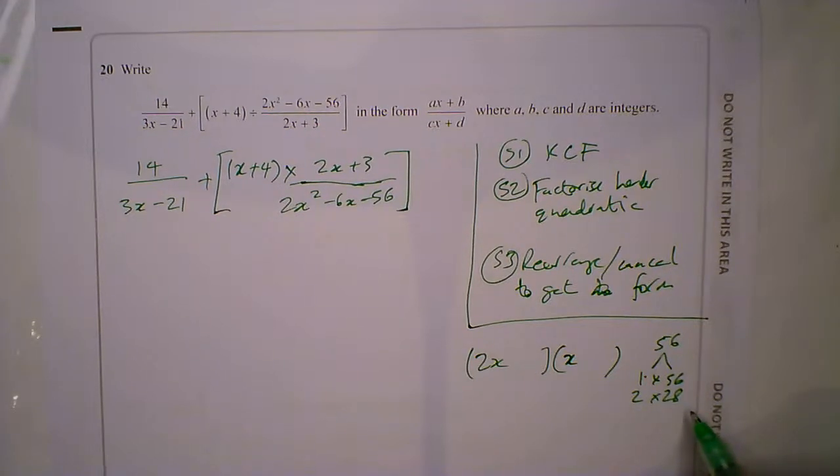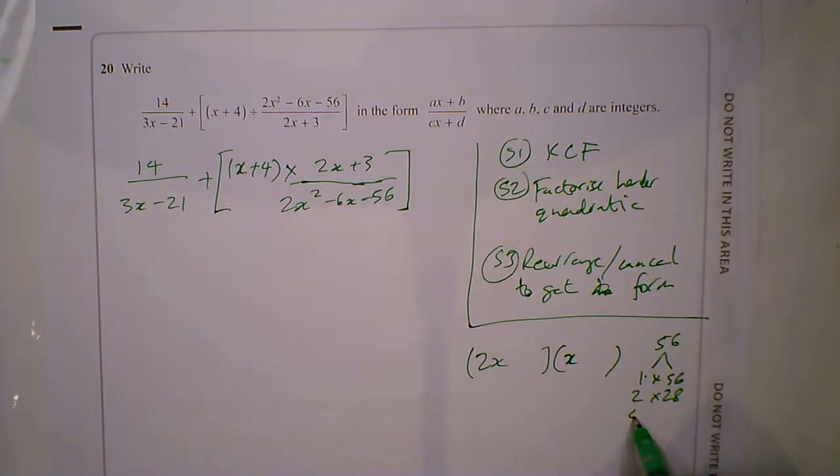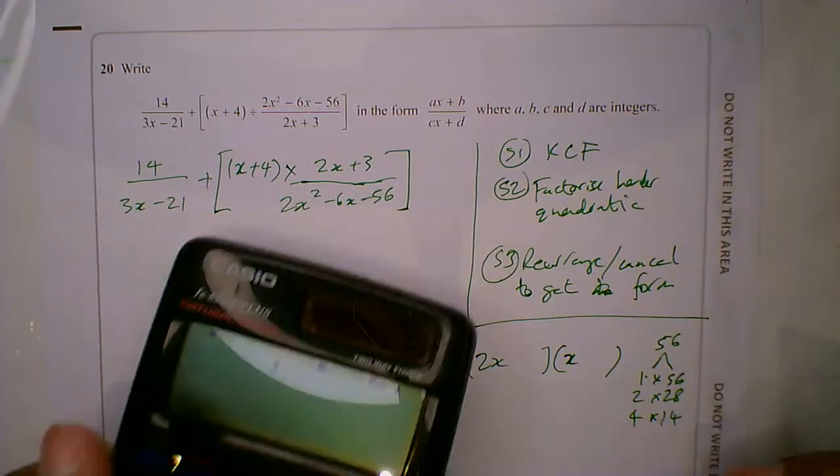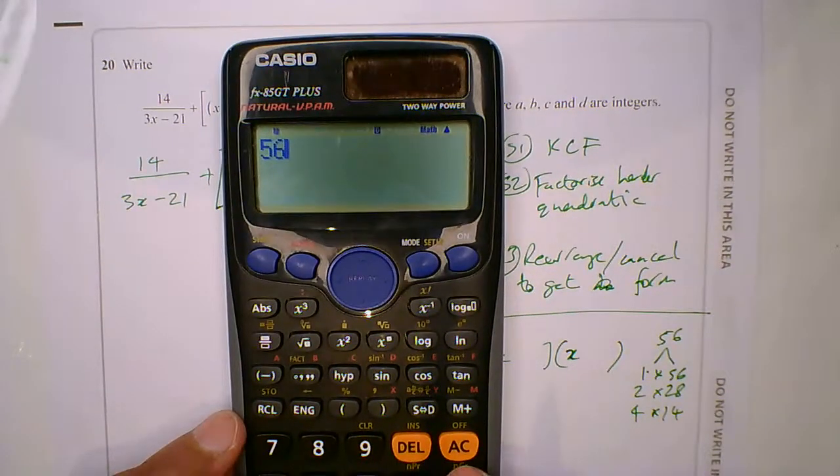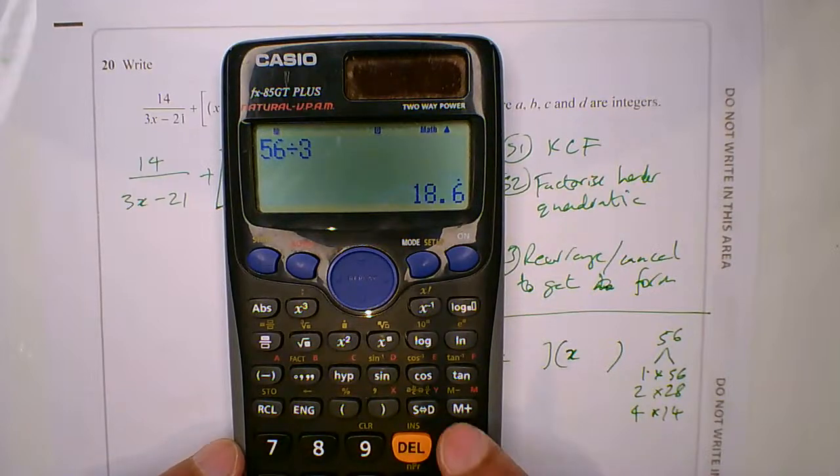3, does 3 go in there? 3 doesn't go in. 4 does go in. 4 times 14. And this is a calculator paper. You can just do 56 divided by 3. You can see it doesn't work. 56 divided by 4, 14.